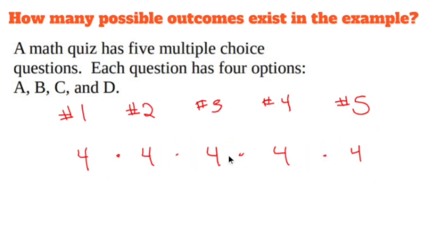And 4 times 4 times 4 times 4 times 4 is 1,024. So that's how many options there are. So one option is A, A, B, and A. And if you were to do that, you would have to do that 1,024 times. So that's the fundamental counting principle.